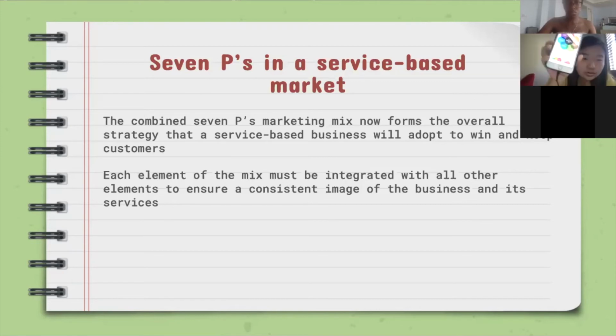I don't know if you guys can see, but let me lower it. This is the 7 Ps in a diagram. You can see that they're all touching each other, so they are all interrelated in some way.